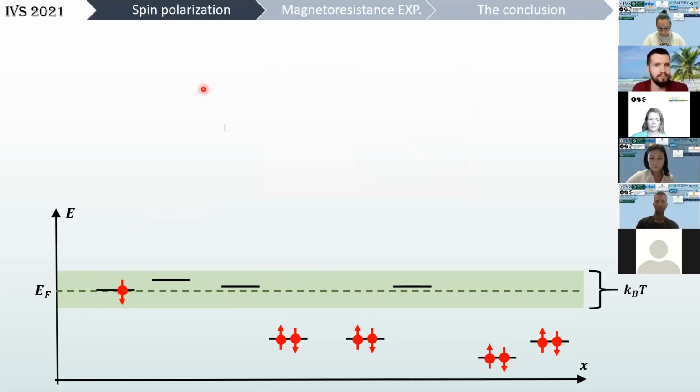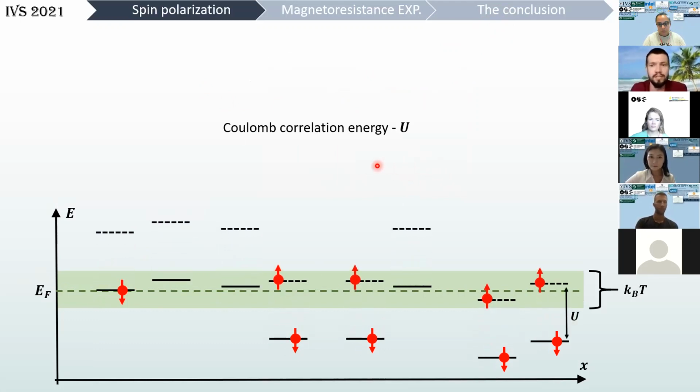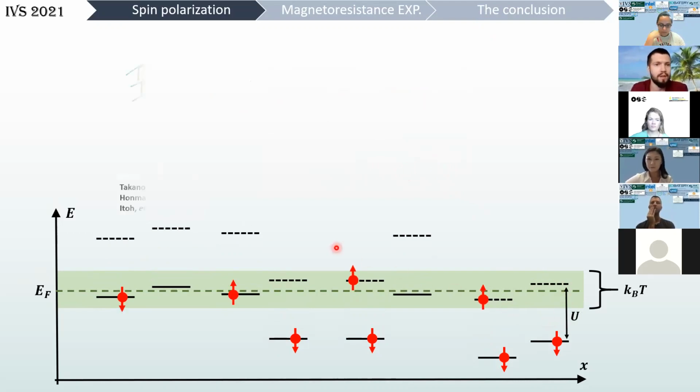Let's continue. Now I want to add the Coulomb correlation energy to the system. It will split the energy levels of the system by U.